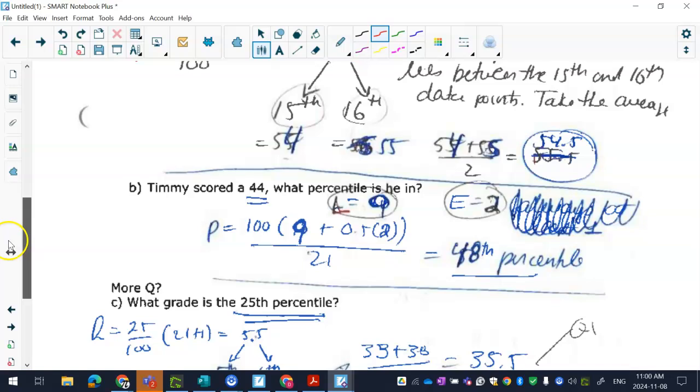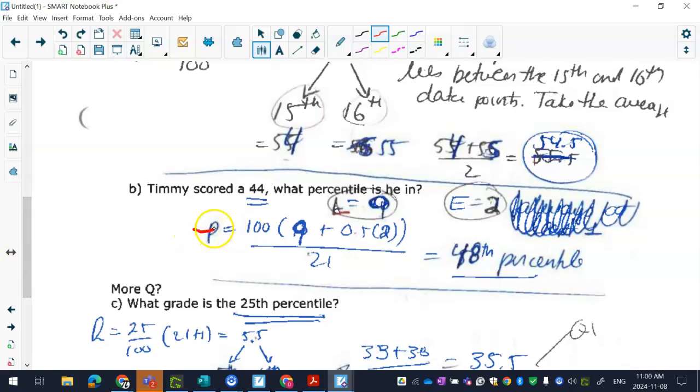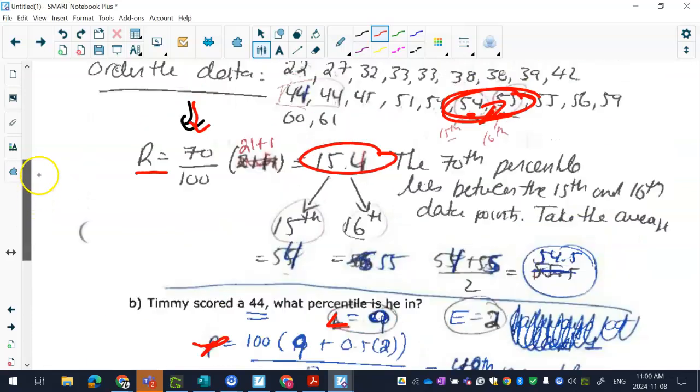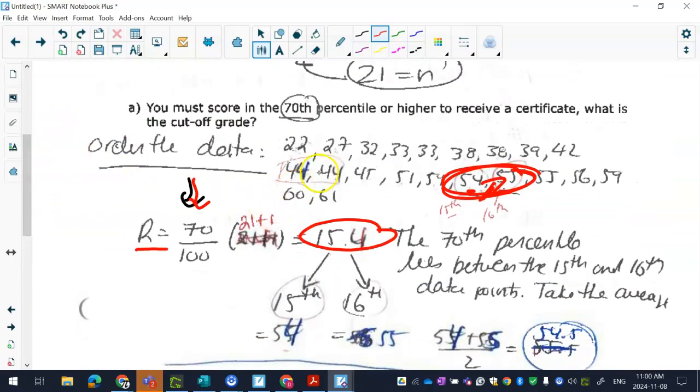If I want to go back and find out what percentile the kid with a score of 44 is in, what you do is you go over here. Let me go back up. You go up here and you say, look, I beat 1, 2, 3, 4, 5, 6, 7, 8, 9. Timmy beat 9 people. And then here, there are 2 guys here that are at 44.